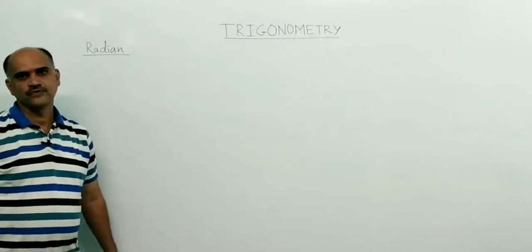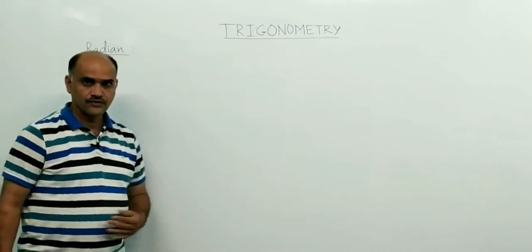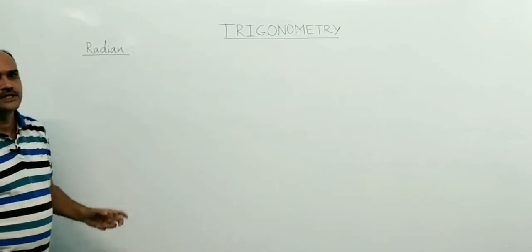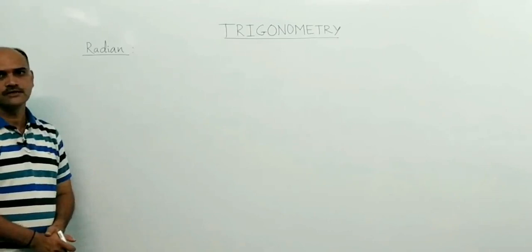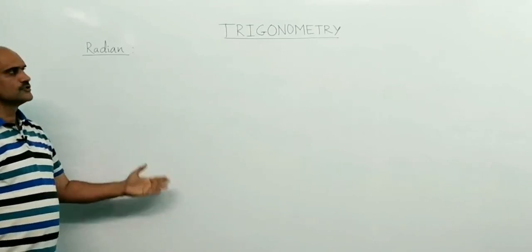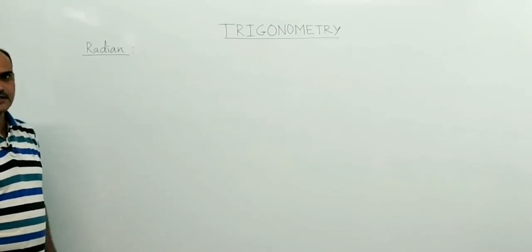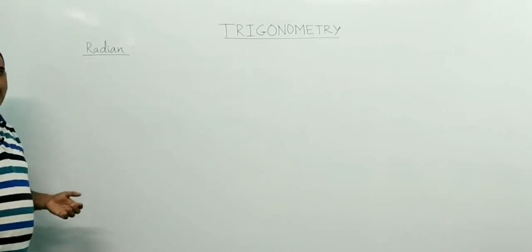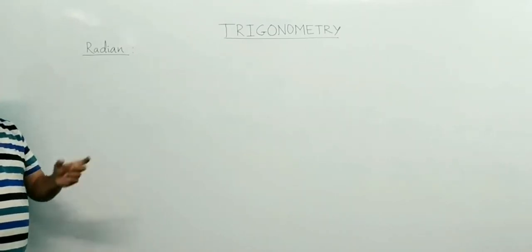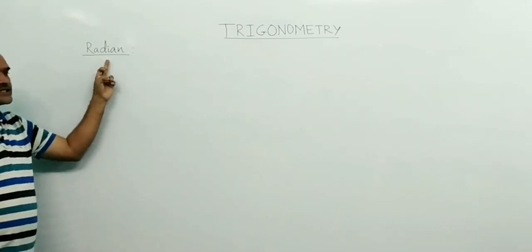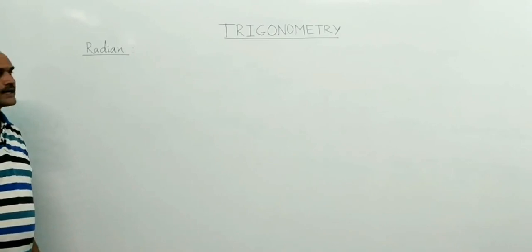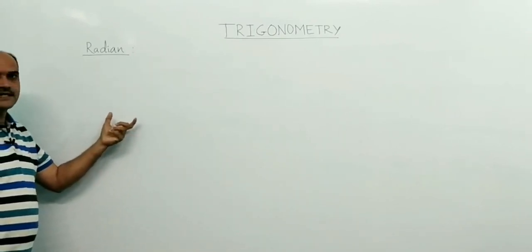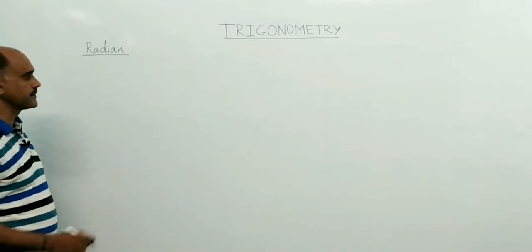Hello students. So today we will start first year trigonometry. Some basics you have studied in your 10th standard, and further study we will have in your first year. First we have measurement of angle, and in SI unit angle is measured in radian. So first we will see the definition of radian.